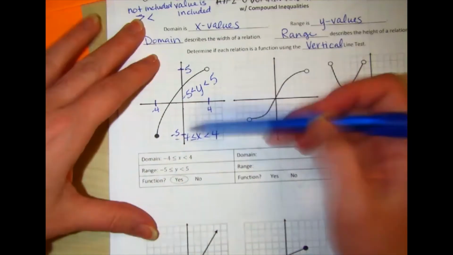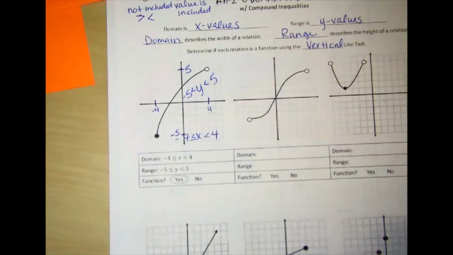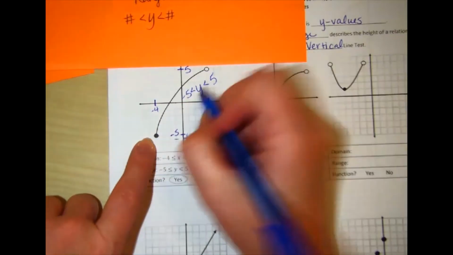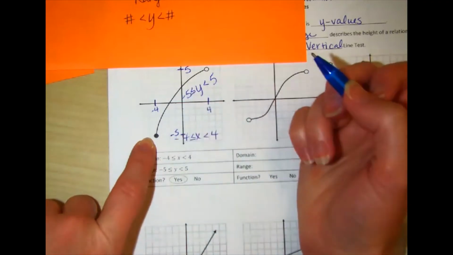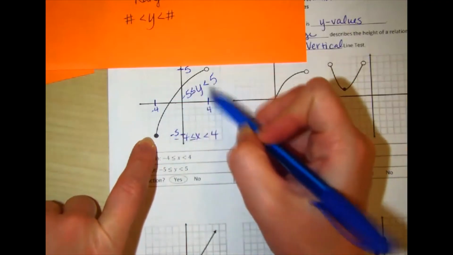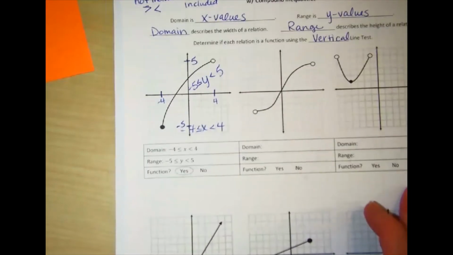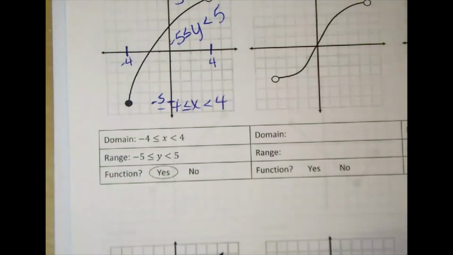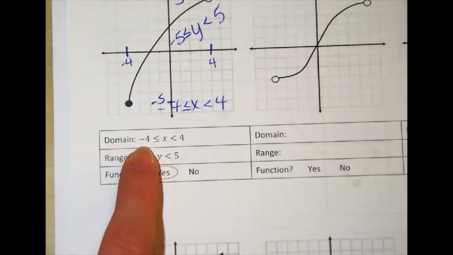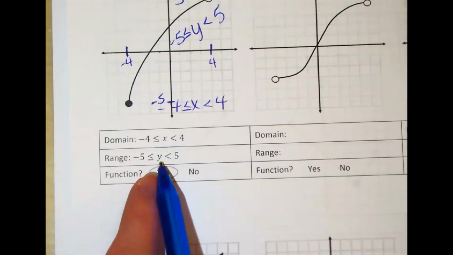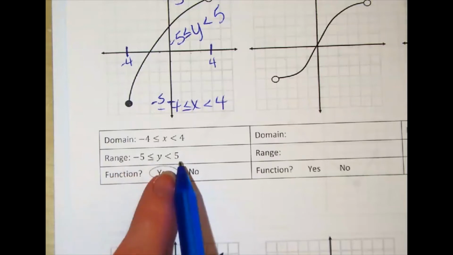Right? Because that's how tall this function is. And at -5, that's a closed circle. So I'm going to put the little equal to sign. And then over here, that's an open circle, so we leave it without the equal sign. So here's how we would write it. The domain is all the x values from -4 to +4. The range is all the y values from -5 to +5.